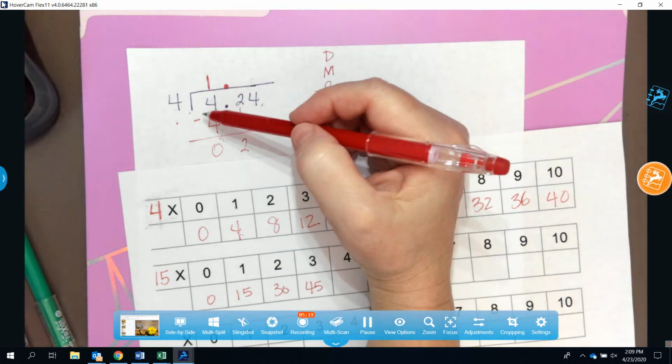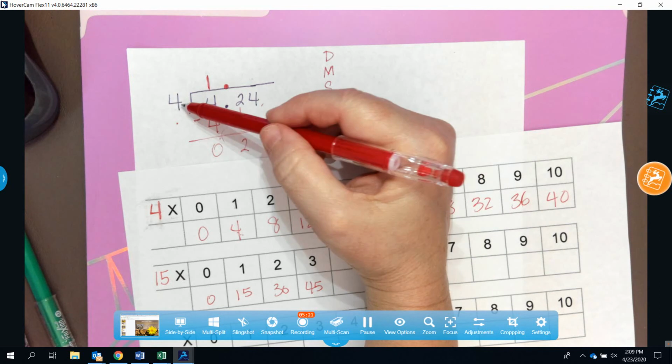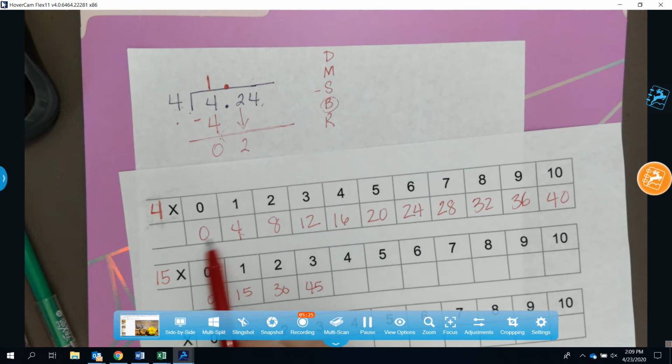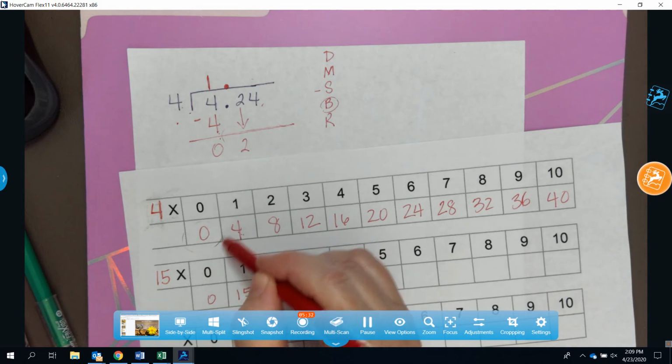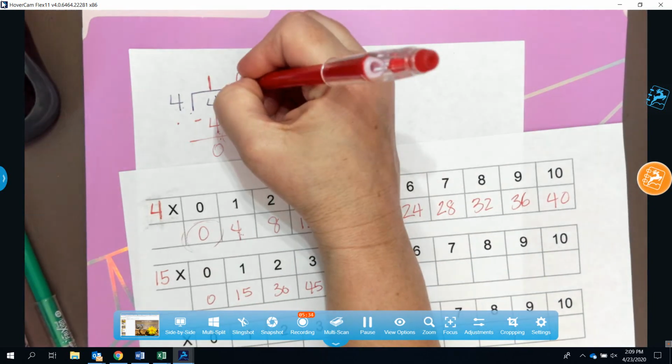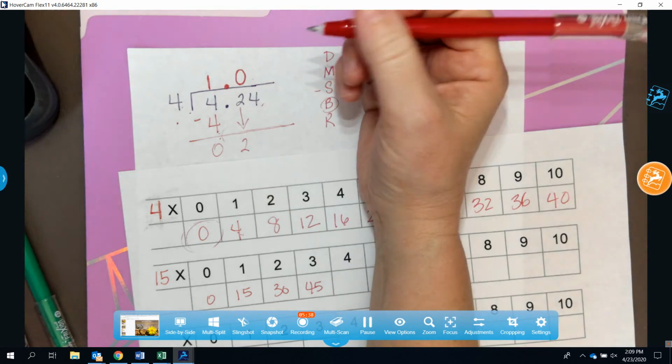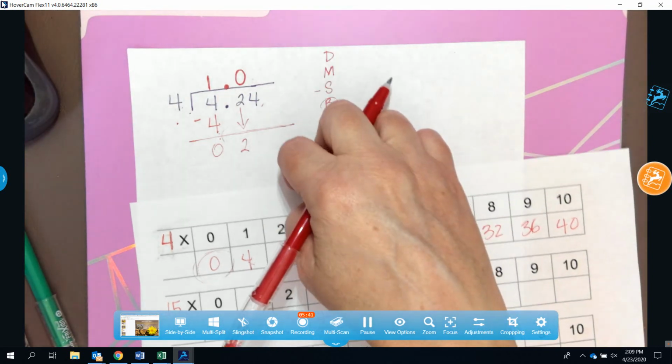Alright, so we look at and we say, how much is 2 divided by 4? Well, we need to look here for a 2. We don't have a 2 right here. It's too small. So how many times will 4 go into 2? It'll go in 0 times. Is it okay to put a 0 right there in a division problem? Yes, it's very okay. Sometimes you have to because it won't go.